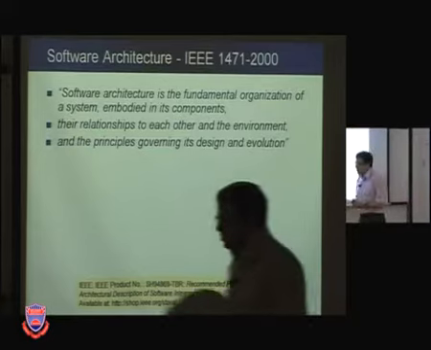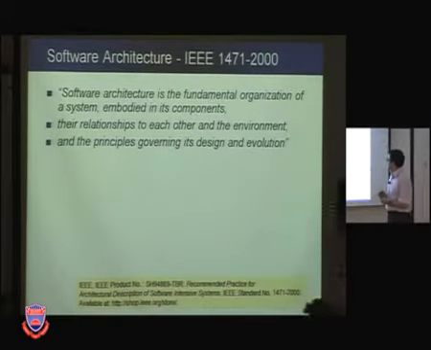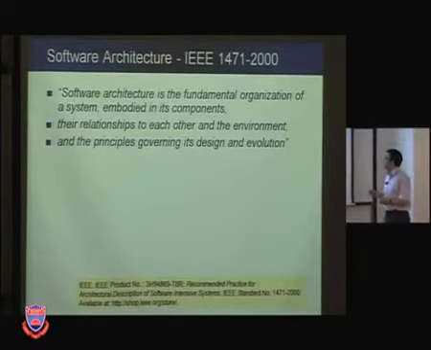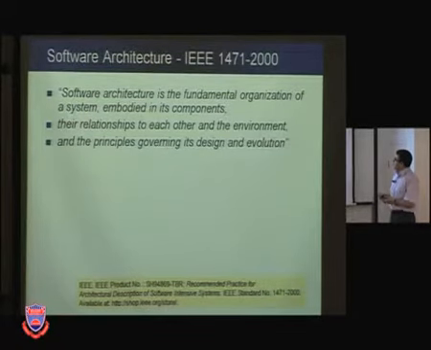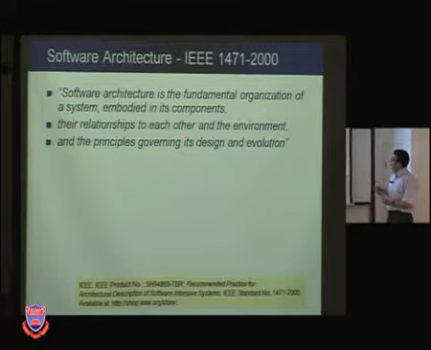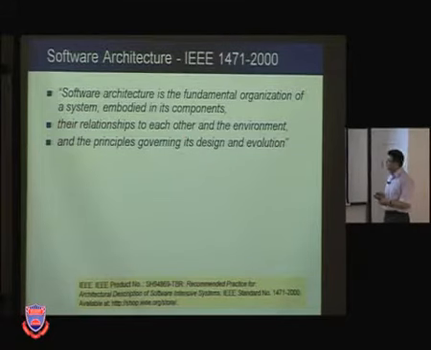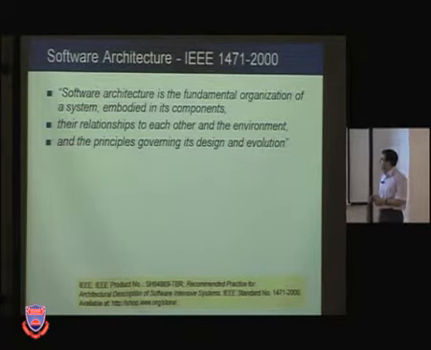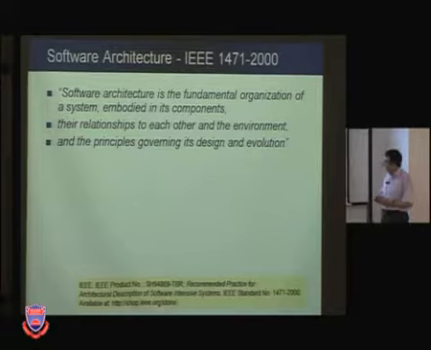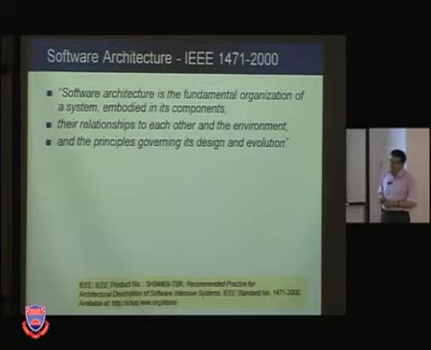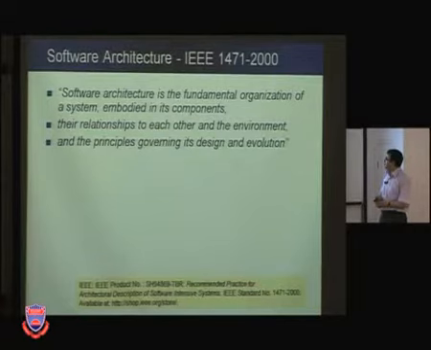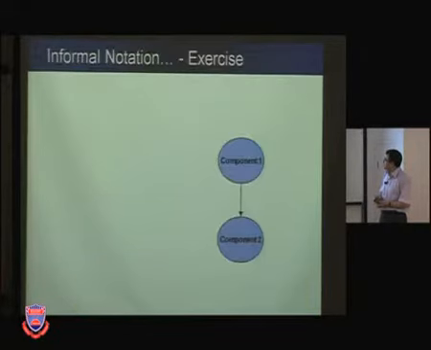This is the definition of software architecture. As we have seen before, software architecture is from the IEEE standard. Software architecture is the fundamental organization of a system, embodied in its components, their relationships to each other and the environment, and the principles governing its design and evolution. This was one of the definitions that we said is a good definition, which is also cited a lot.